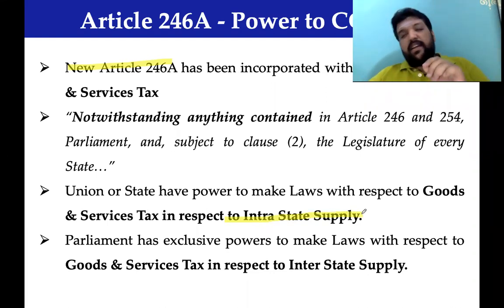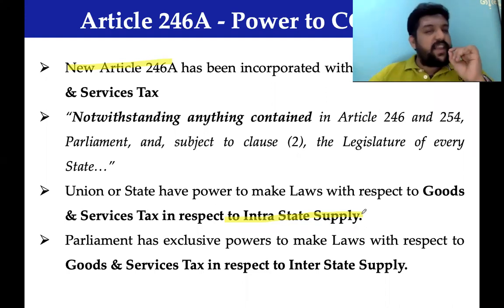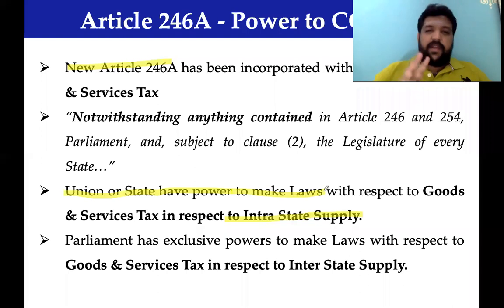Just recollect, in our last session, at the fag end, we said that if it is an intra-state supply, then there will be a levy of CGST and SGST or UTGST. That is what is envisaged in the constitution also. Union or state have the power to make laws. When it comes to intra-state supply, both the governments will have power to make laws.